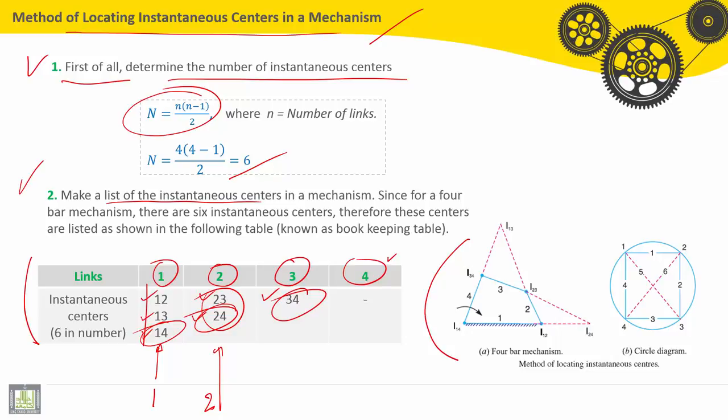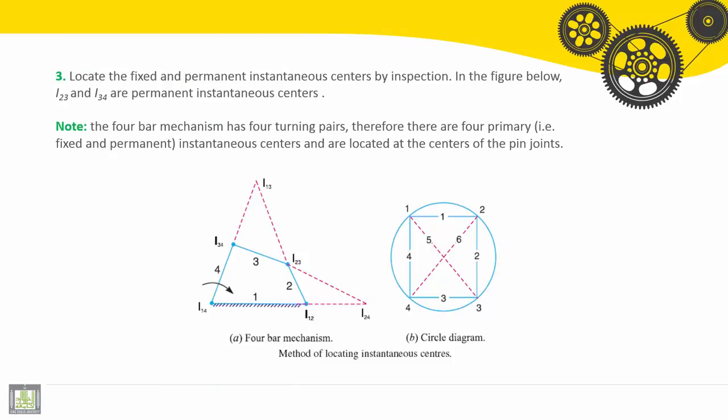This is the location on this figure of all these instantaneous centers of rotation. Third point, locate the fixed and permanent instantaneous centers by inspection. In the figure below, I23 and I34 are permanent instantaneous centers. So I14, I12, I34 between 3 and 4, I23 between 2 and 3 are the primary instantaneous centers of rotation.